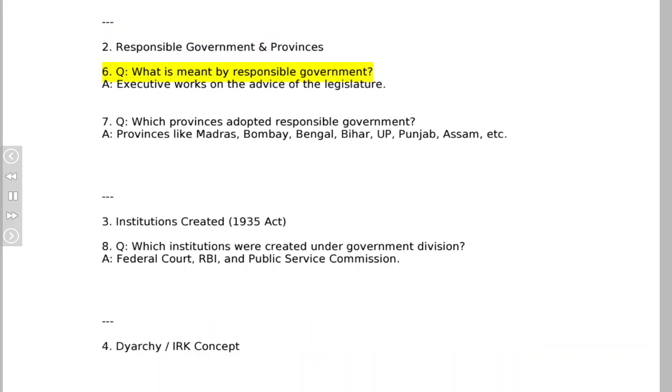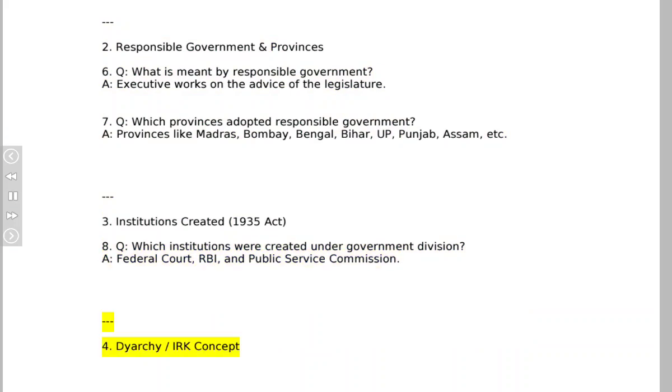What is meant by responsible government? A. Executive works on the advice of the legislature. 7. Q. Which provinces adopted responsible government? A. Provinces like Madras, Bombay, Bengal, Bihar, UP, Punjab, Assam, etc. 3. Institutions created 1935 Act. 8. Q. Which institutions were created under government division? A. Federal Court, RBI, and Public Service Commission.